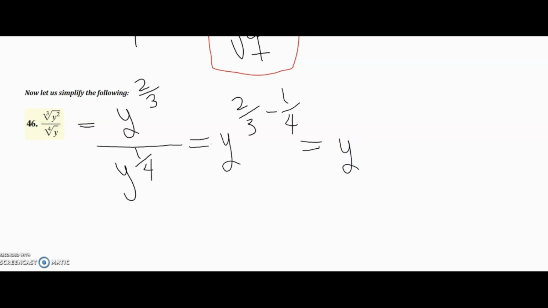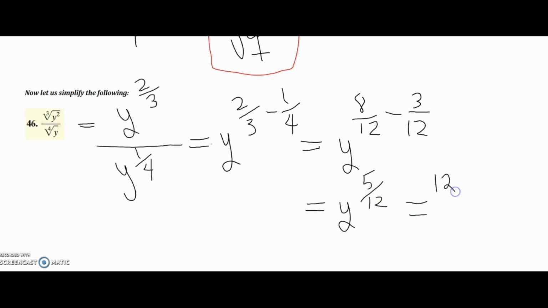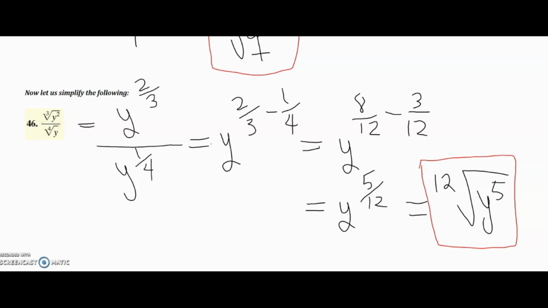For the 2/3, I'm going to multiply top and bottom by 4. That's going to give me 8/12. And for my 1/4, I'm going to multiply top and bottom by 3. It's going to give me 3/12. This will make it much easier to subtract. Now if I subtract, I'm left with y to the 5/12, which can be rewritten as the 12th root of y to the 5th power. And I'm done. Incidentally, sometimes you can't just leave it as a fractional power. It's okay.